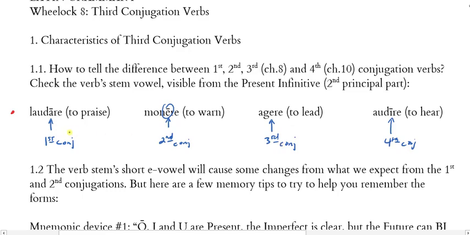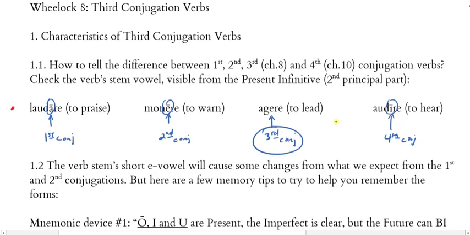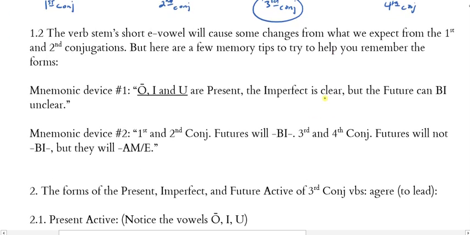Okay, so 3 of the 4 conjugations have long vowels before. Laudare with a long A, monere with a long E, audire with a long I, and the third conjugation, it has a short vowel before re, agere. All right, so this is the one we're looking at in this chapter. So the verb's short stem E vowel will cause some changes from what we expect from first and second conjugations.